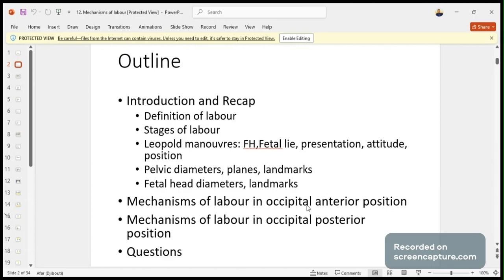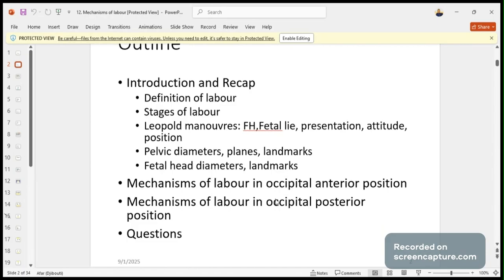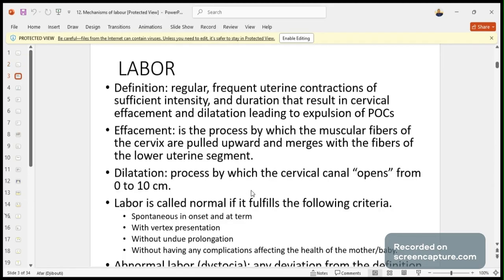In the occipital anterior position, we're going to check the occipital part of the fetal head, where it is positioned on the anterior of the pelvic. And then we're going to check on the occipital region. So let me just keep it for then when we reach that part. So let's start. What is labor?